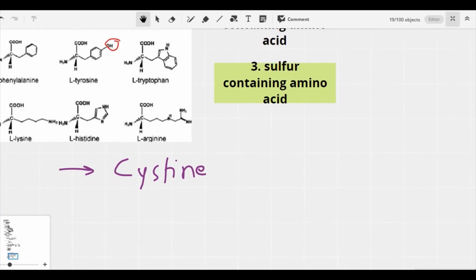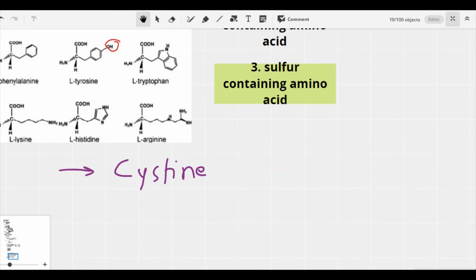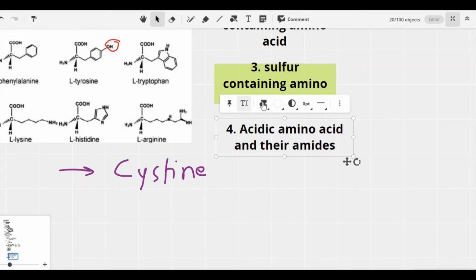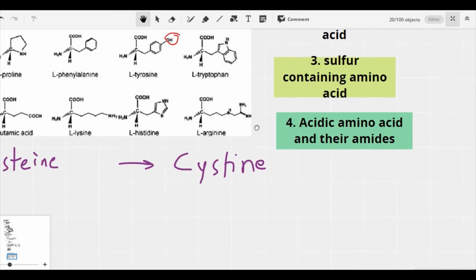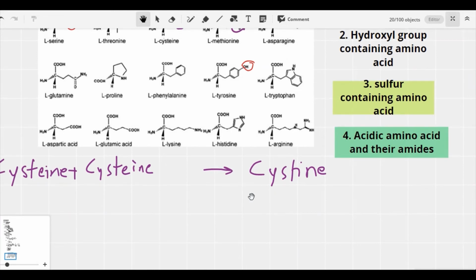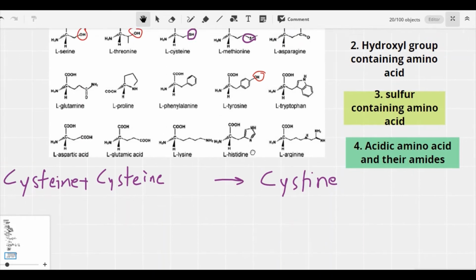Now we are going to check the next one, the fourth one, acidic amino acids and their amides. Now we are going to check what amino acids are acidic in nature. As we discussed in the previous video, acidic amino acids are those that contain an acidic group, the carboxylic group, and amide means those that contain a prominent NH2 group. So aspartic acid and glutamic acid are dicarboxylic monoamino acids.